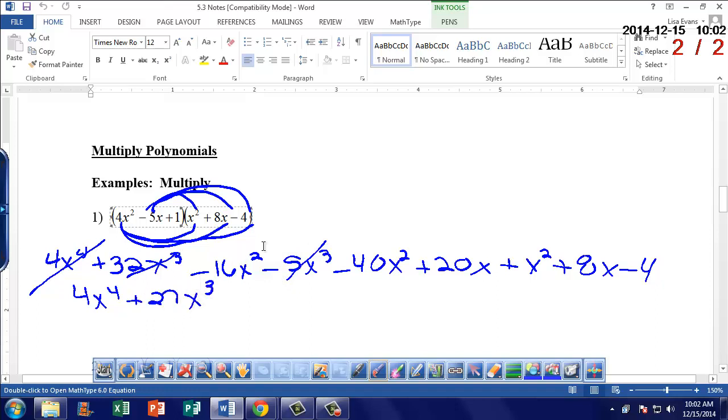Now I'm going to go ahead and combine all my squareds, negative 16 minus 40 plus 1. That's going to give us negative 55x squared. Then look at my x's. That's going to give me 28x. And then my constant, which is 4. There we go.